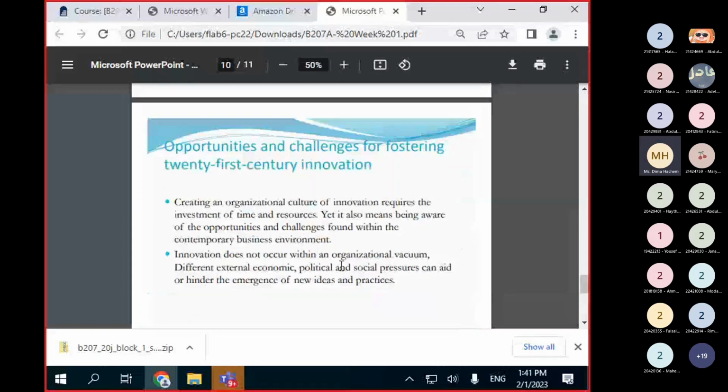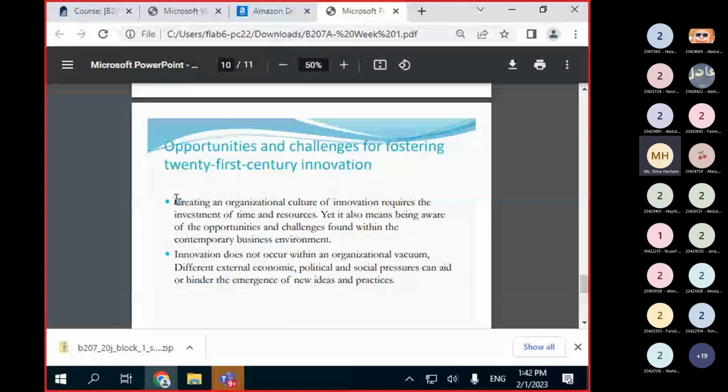So creating this organizational culture actually requires money, it requires resources, it requires time, it requires dedication. It doesn't come for free. You can't be an innovative company for free. You have to commit to that and make sure you have the right rules and regulations that encourage innovation.